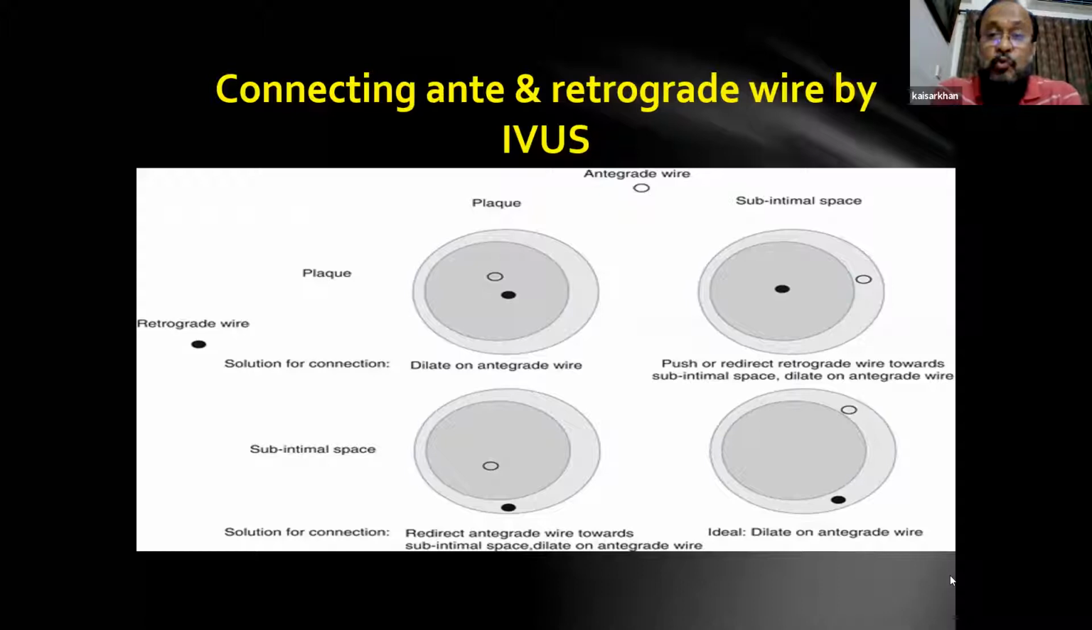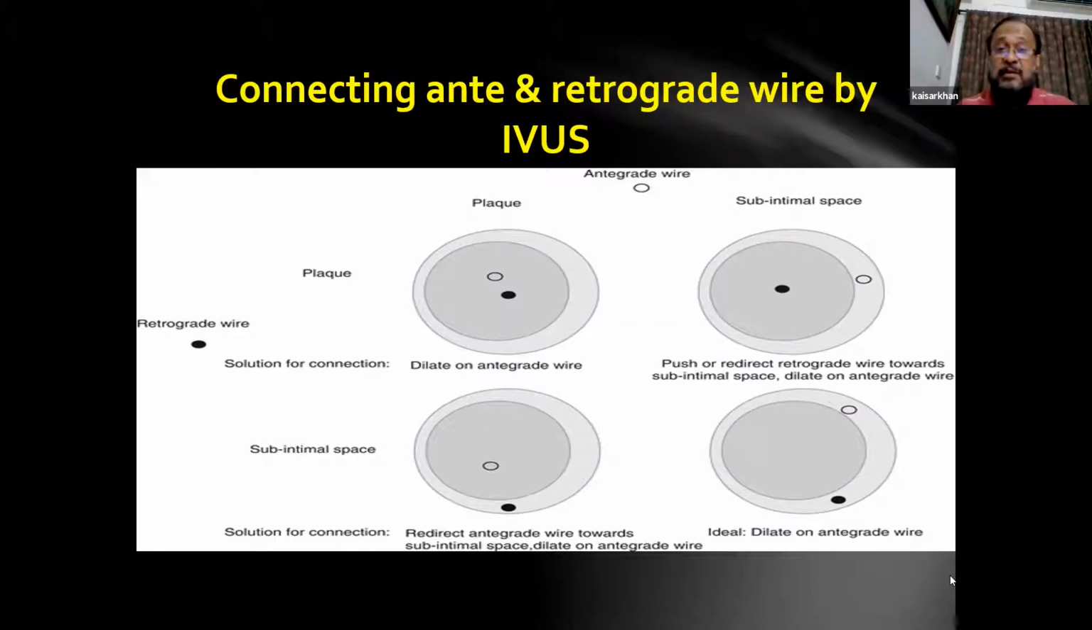So this is the zigzag puzzle of retrograde wiring. The antegrade and retrograde wire can be in the same plane, like in the plug or true lumen, or both could be in the subintimal space. If both were in the same plane, either subintimal or in the true lumen or intraplug, then it will be very easy to connect these 2 wires just by increasing the size of the balloon.